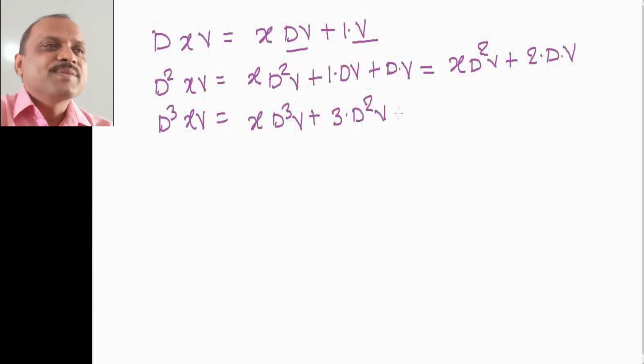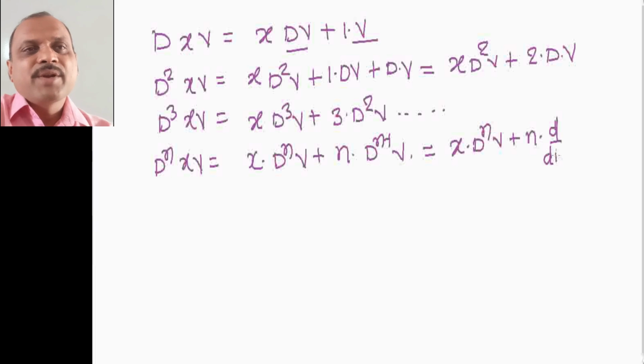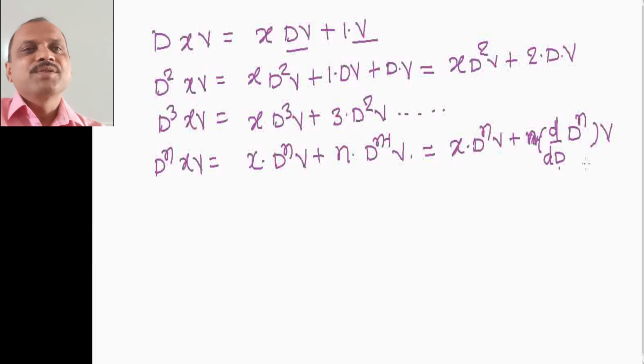Likewise, if we continue in this manner, Dⁿ of xv equals x into Dⁿv plus n into Dⁿ⁻¹v. So we write this as x into Dⁿv plus n into the derivative with respect to D of Dⁿ, operating on v.